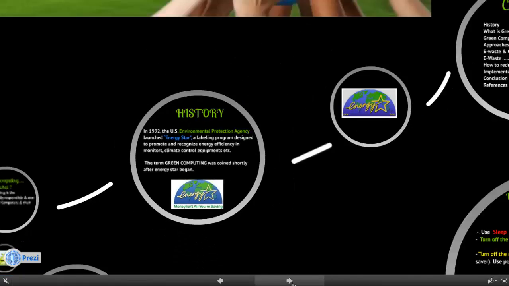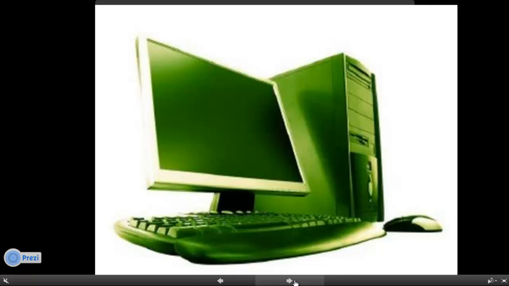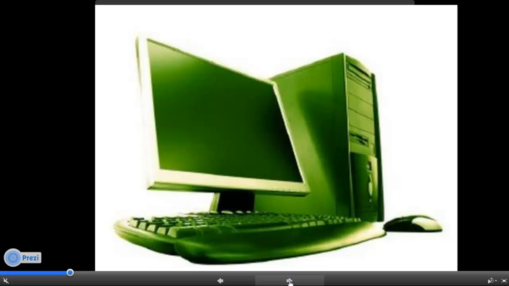What is green computing? You all think that after seeing the title green computing, oh, the computer is painted green. Maybe you would have thought like that, right? It is not so. It is a serious issue now. It is a serious topic. We have to think of it. See, what is green computing?